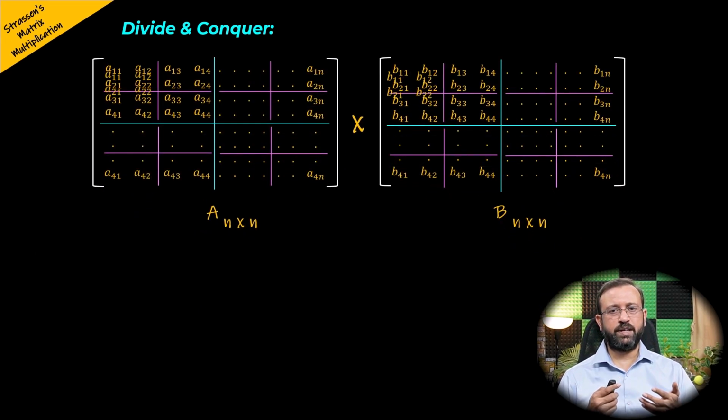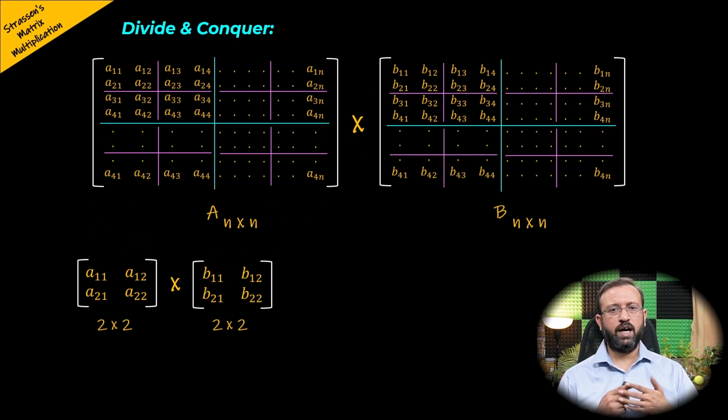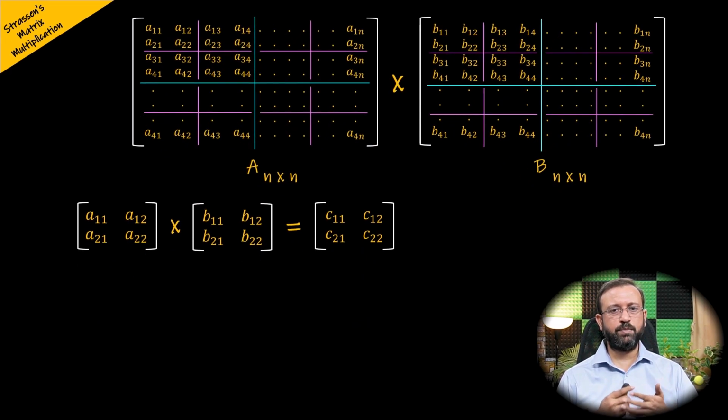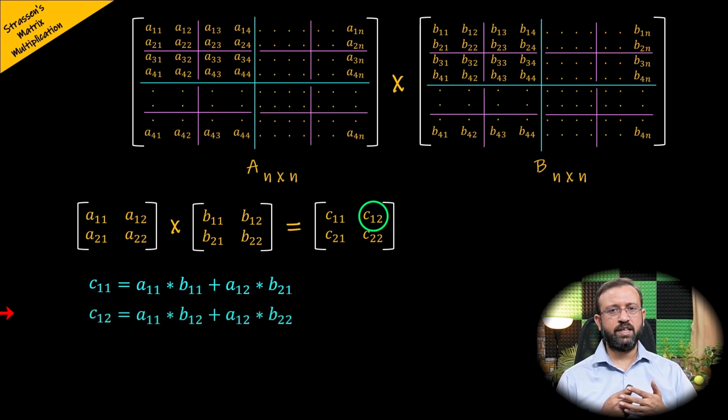And when we have a 2 by 2 matrix, we say that the problem is small and can easily be solved by using the direct matrix multiplication formula for 2 by 2 matrices. That is, we know that the product of 2 by 2 matrix A and matrix B will be a 2 by 2 matrix where the element in the first row and the first column, C11, is A11 multiplied by B11 plus A12 multiplied by B21. Then the element in the first row and second column, that is C12, is A11 multiplied by B12 plus A12 multiplied by B22.